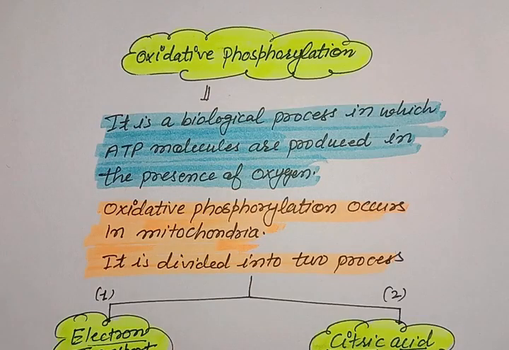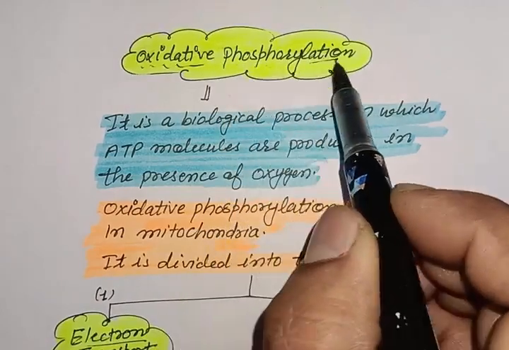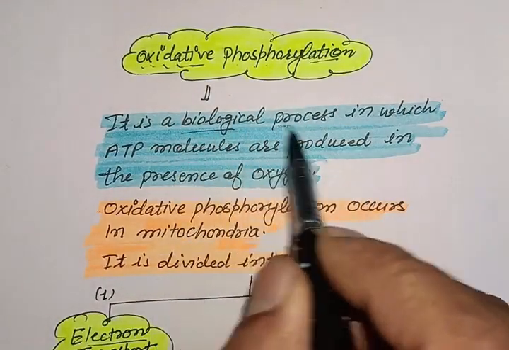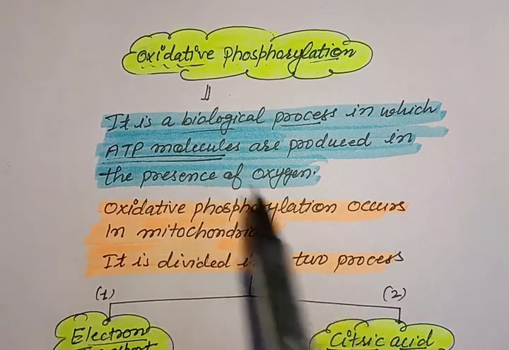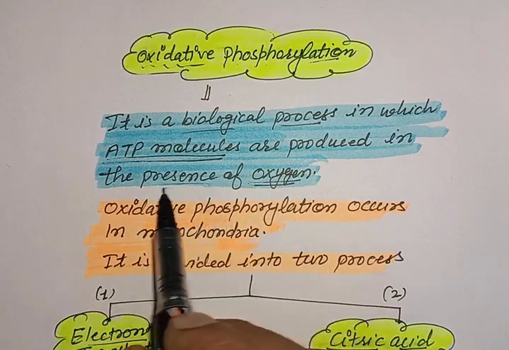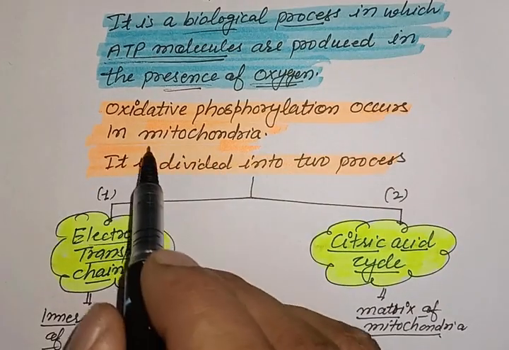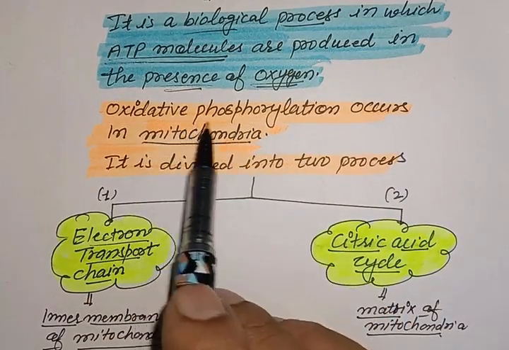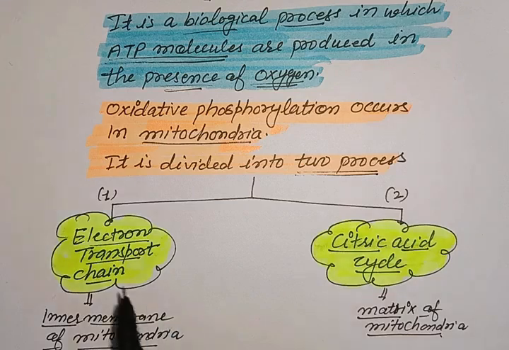The next very important topic is oxidative phosphorylation. Oxidative phosphorylation is a biological process in which ATP molecules, or I can say the energy, is produced in the presence of oxygen. Oxidative phosphorylation occurs in the mitochondria, and the process is divided into two main processes.